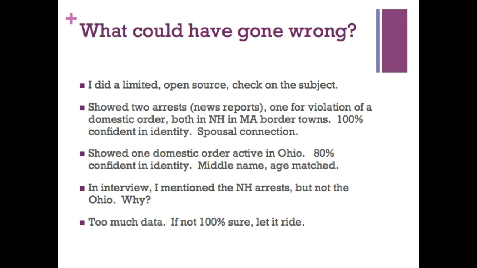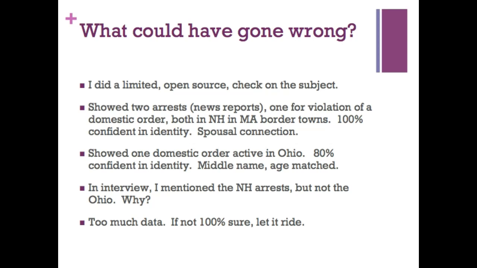But when someone's arrested, their name can go in the local newspaper. So that's kind of interesting, because arrests can't be held against you, but convictions can. But it's easier to get arrest info if your name was in the paper than it is to get conviction info by official sources. So in this particular case, I was able to do an open source check and found that he had 2 arrests. One was for a violation of domestic order, and both arrests were in New Hampshire, Massachusetts border towns.